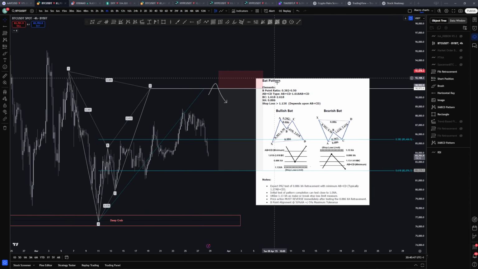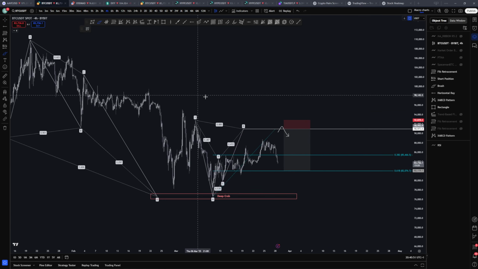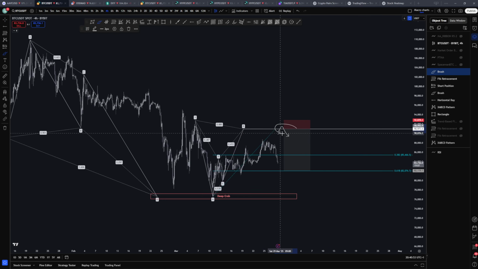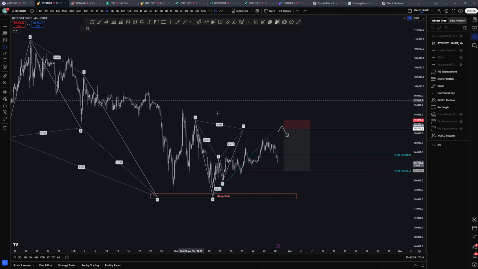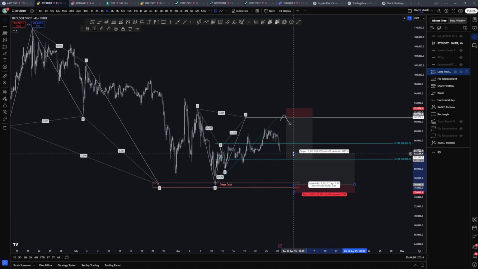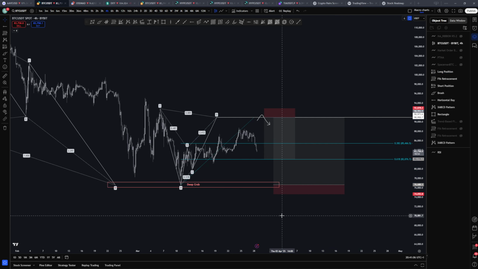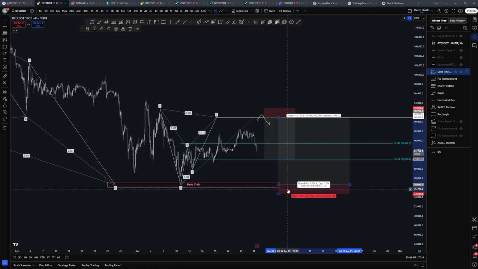So, in my eyes, looking at harmonics, there are two options that I'm looking at. I'm looking to short BTC if it gets there, and I'm looking to long BTC potentially if it gets back into that deep bat. Where my stop loss is going to be, I don't know yet. I haven't planned this long yet. Because we're already in a long, I'm probably going to recompound that. Either way, these are my two options.